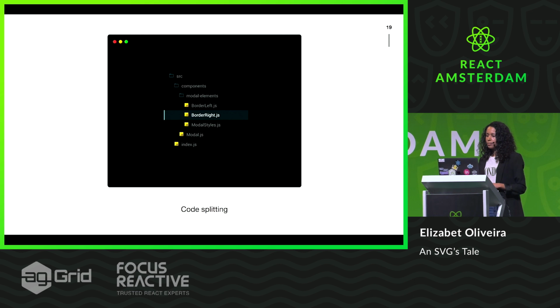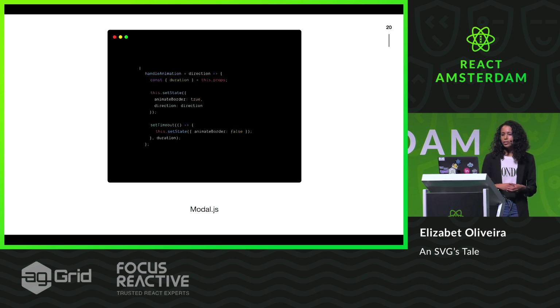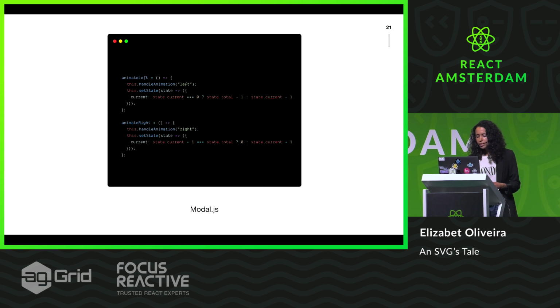The first thing that I did was start by splitting and creating this structure. So this is the modal. And inside the modal, I will have different elements, the border left, the border right, and for the styles, I'm using styled components. And then I have this function handleAnimation that receives one parameter called direction. With that, when you click one of the arrows, I set the state of animateBorder to true. And after some milliseconds, it goes to false. And I'm saving in the state the direction that is going to be left or right. This is another function, animateLeft, where I'm calling handleAnimation. And then I'm just changing the slide.